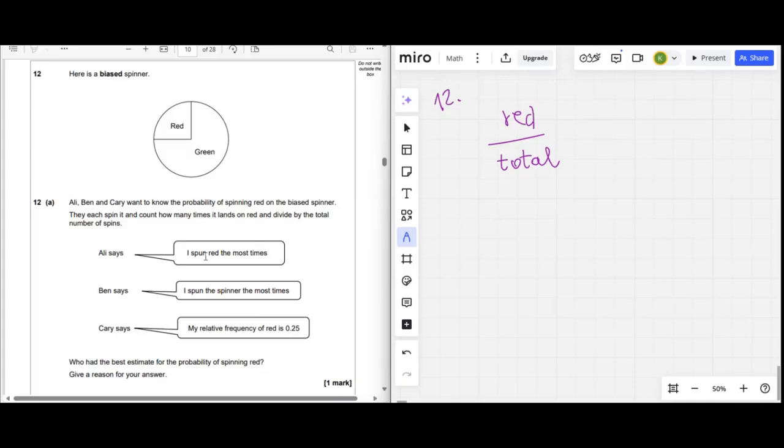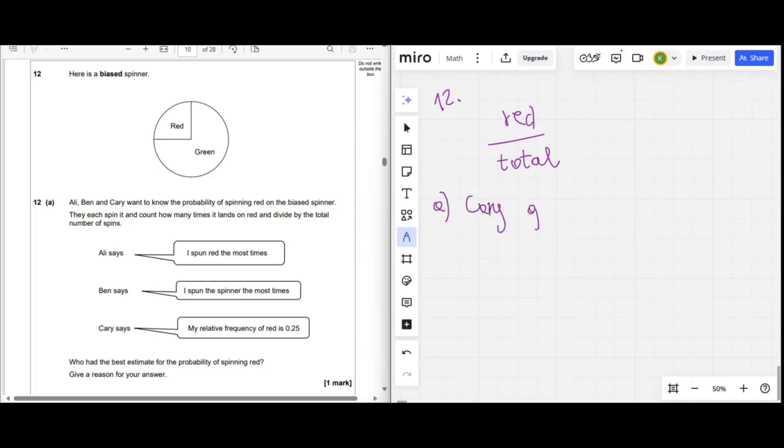Ali says, I spun red the most times. Ben says, I spun the spinner the most times. And Carey says, my relative frequency of red is 0.25. Who had the best estimate for the probability of spinning red? Carey, yes.